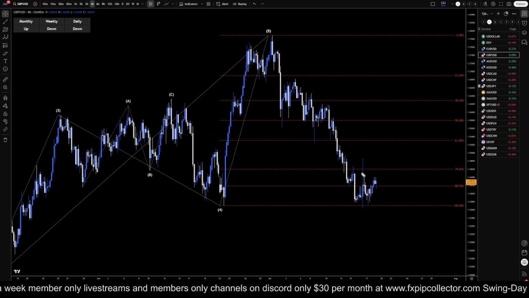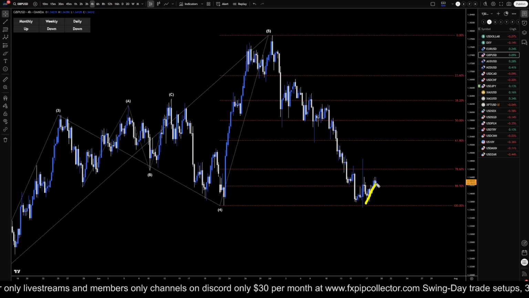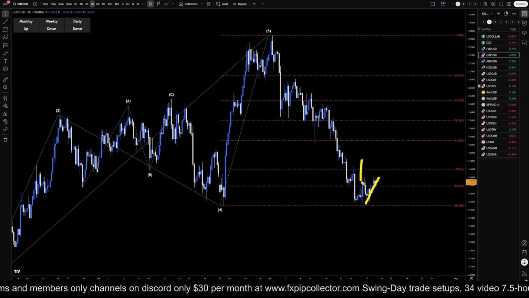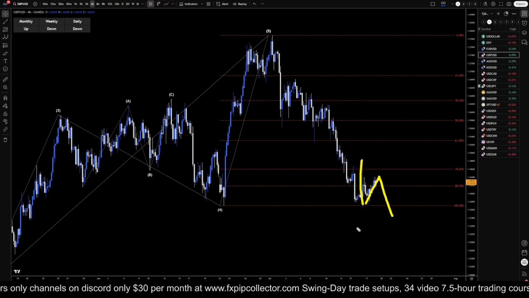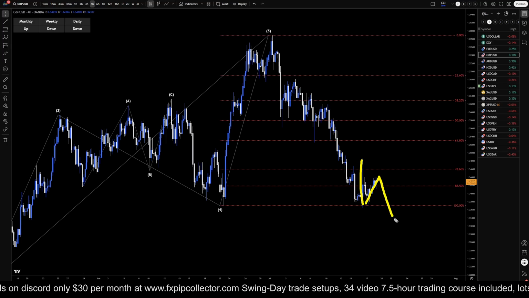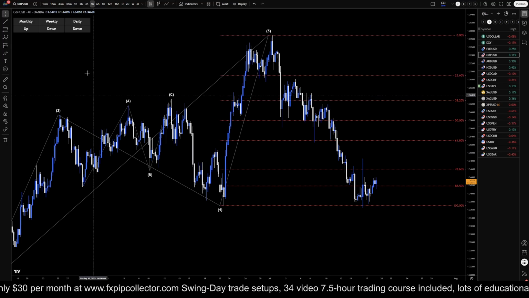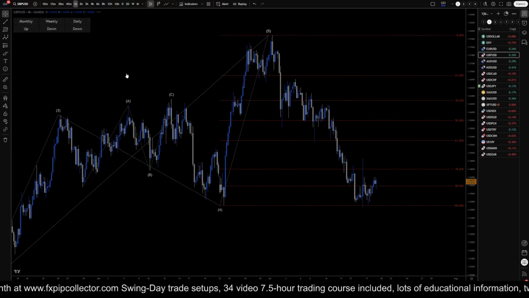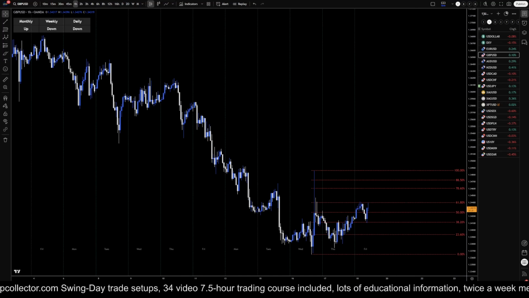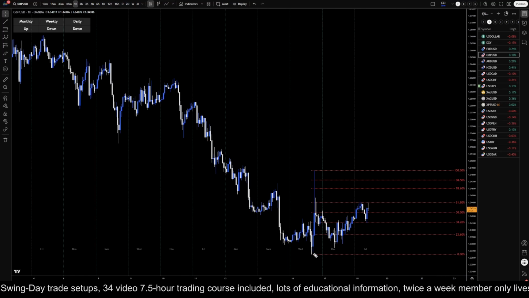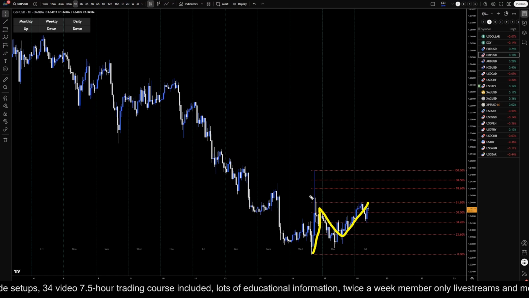Since we do not have a break of structure yet, we have to assume this move up could be a pullback to this last move down, and we could possibly get another push down. So don't assume that the market's going to go up, because that's when you start getting in a lot of trouble.